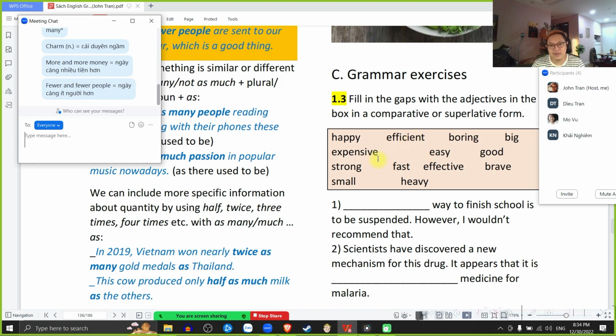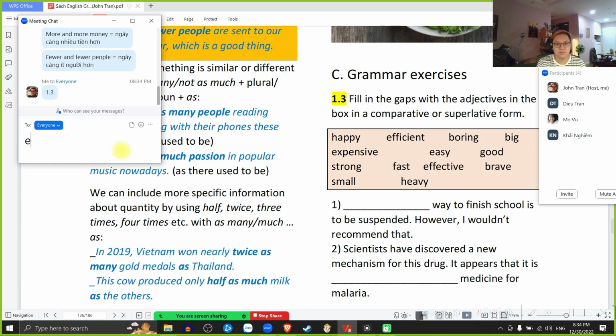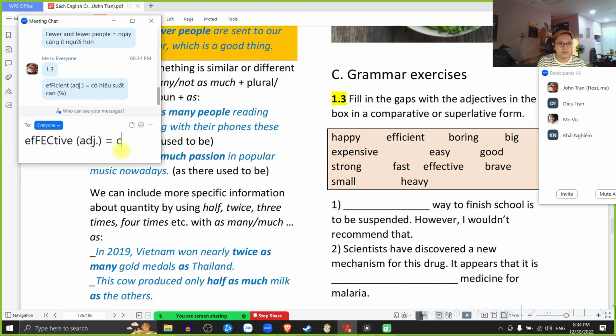You know what's the difference between efficient and effective? Các bạn thấy được khác biệt giữa cái từ efficient và effective không? Efficient là có hiệu suất cao, có hiệu suất cao về mặt phần trăm. So efficient, it deals with percentage. But effective or not effective. Effective means có hiệu quả.